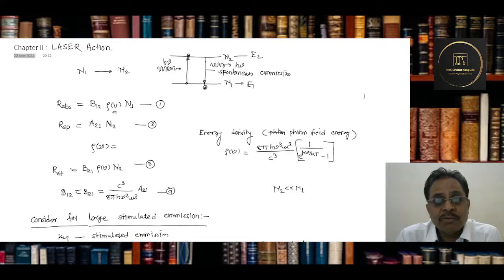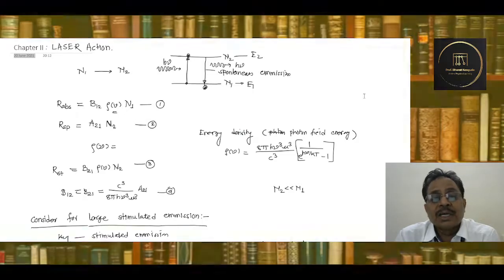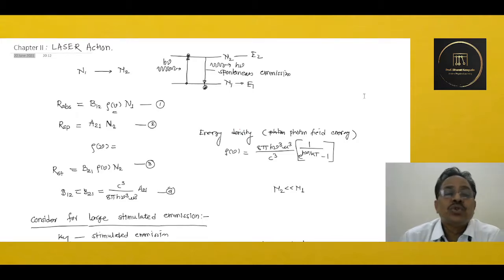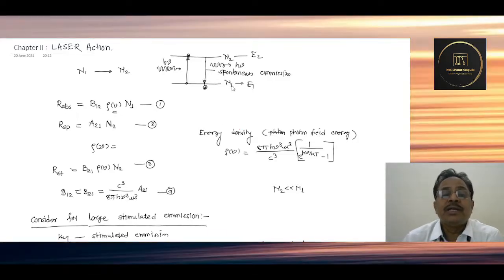What is N1? N1 is the number of atoms that are found in the ground state, and N2 is the number of atoms occupying the second state, that is the first excited state. So this diagram shows you the atoms which are in the energy state E1, and that number is N1. Usually this number is very large. Most of the atoms try to remain inside this ground state, that is, its energy is E1.